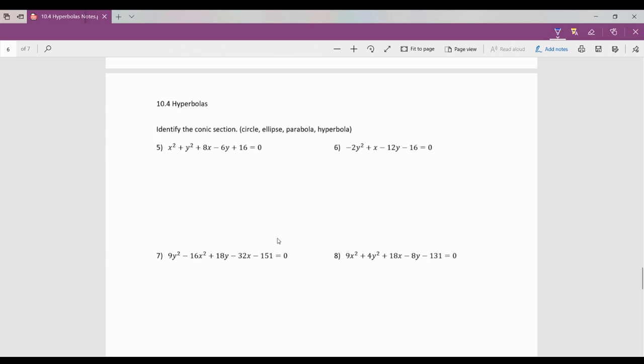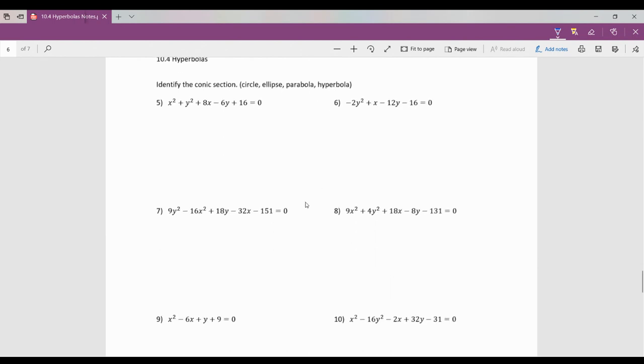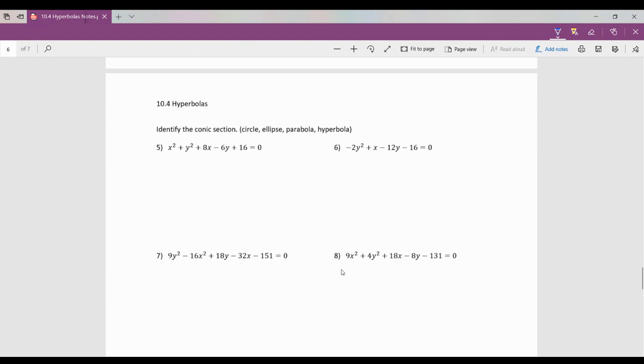Okay, guys, so we're on to the last section. The last section says to identify the conic section. So we're talking, is it a circle? Is it an ellipse? Is it a parabola? Or is it a hyperbola? All right, so we're going to be looking at these equations and identifying them.